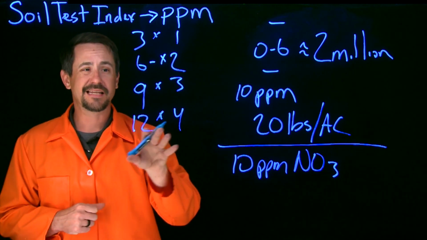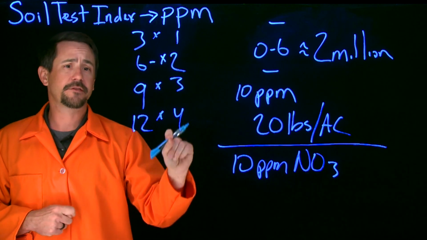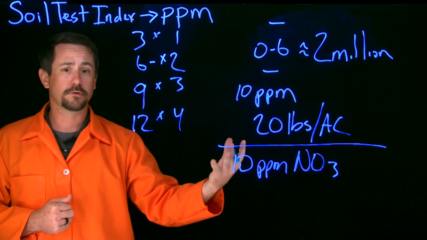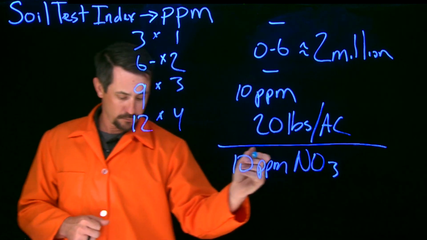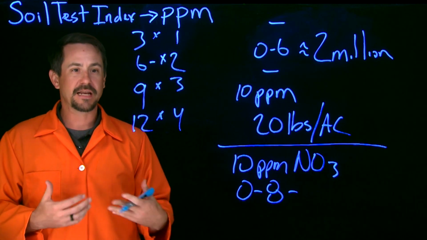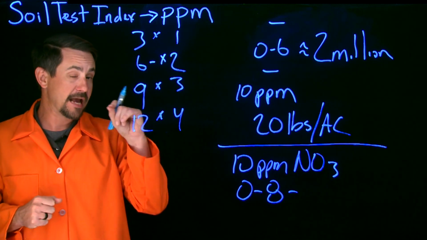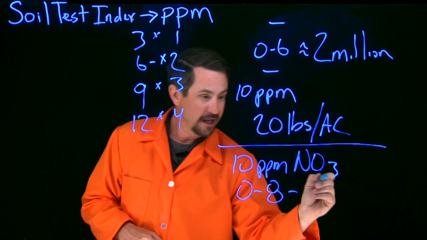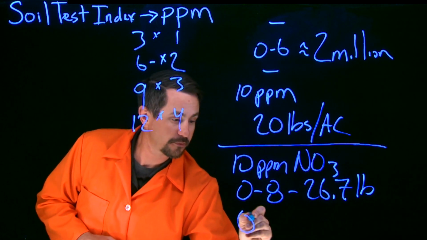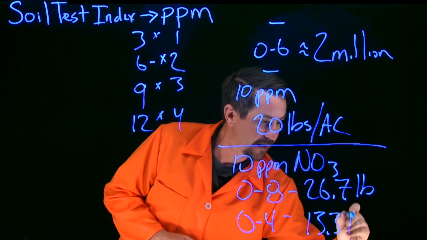So if your consultant has pulled a 0 to 9 inch sample and you have 10 ppm nitrate, that means you have 30 pounds of residual nitrate. If it's 0 to 6, that means you have 20 pounds of residual nitrate. Just being off a little bit can really impact you. So with this 10 ppm from a 0 to 8 inch sample, if you interpret it as a 0 to 6 inch sample, it would tell you that you had 20 pounds. But in actuality, in a 0 to 8 inch sample, you would have 26.7 pounds. If it was a 0 to 4 inch sample, you would actually have 13.3 pounds of nitrate.